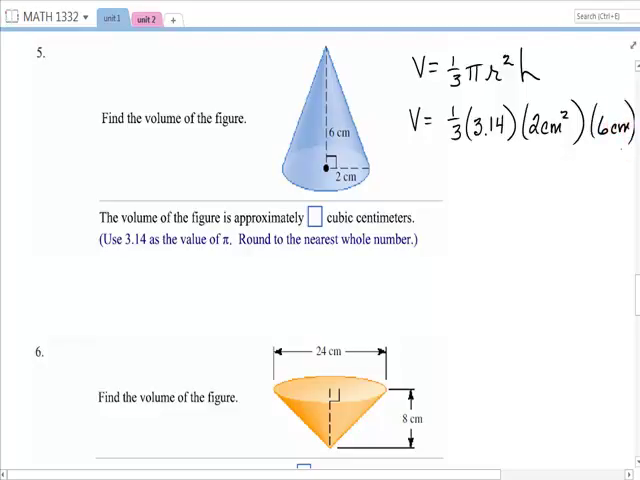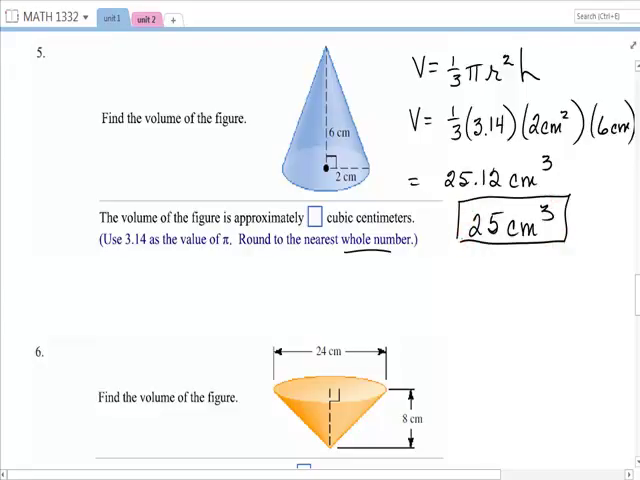If you want to, you can multiply all these numbers, the pi, the radius squared, and the height, and then divide by 3. Or you can put 1 divided by 3 on your calculator. And you will get, for this one, 25.12 centimeters to the third power. Oops, round to the nearest whole number, 25 cubic centimeters. I'm moving kind of quickly. Are we okay? Are y'all okay?